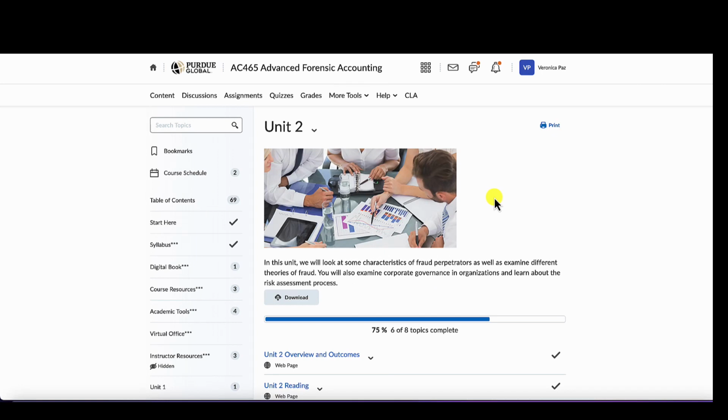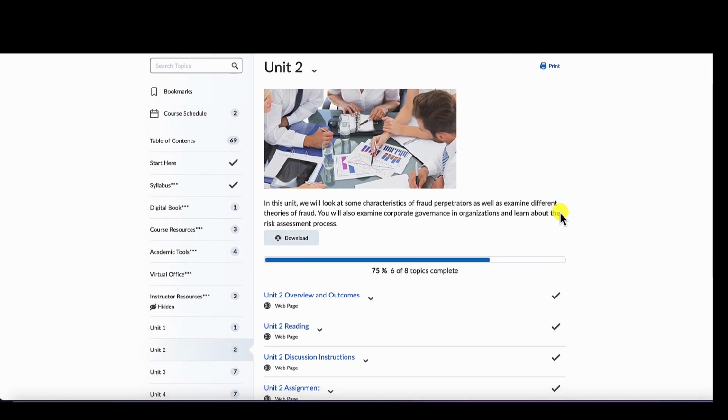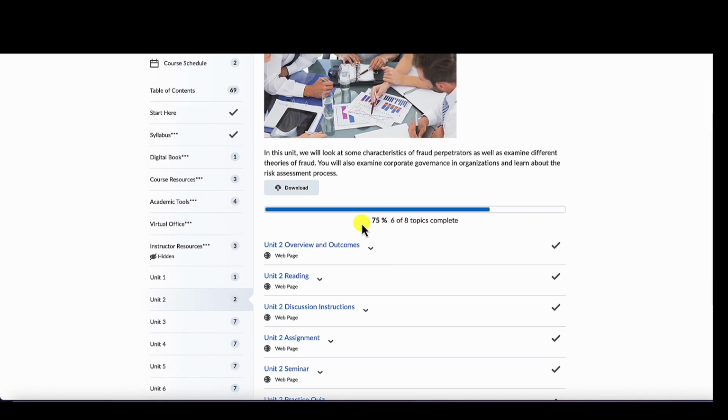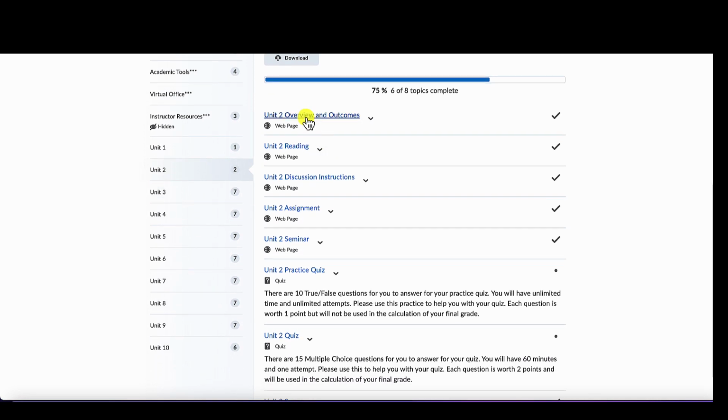Hello and welcome to Unit 2 of Advanced Forensic Accounting. In this unit, we will look at some characteristics of fraud perpetrators as well as examine different theories of frauds. You're also going to have the opportunity to examine corporate governance in an organization and learn about the risk assessment process. So let's get started with an overview of Unit 2.